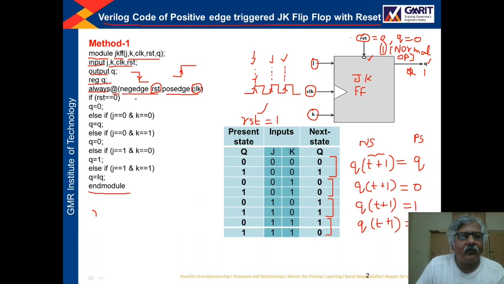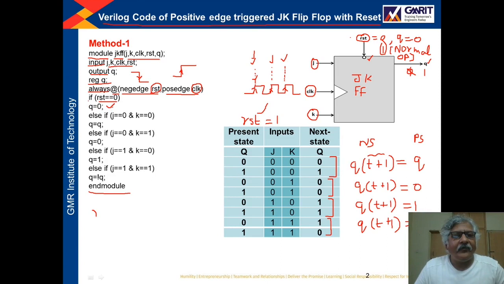First we will see the code. Inside the always block, we are using an if else statement, and the first condition we are testing is RST equal to 0. If RST is equal to 0, then this statement will be executed. 0 will be assigned to Q, because we know that if the RST, that is the reset input, is 0, then the flip-flop will be reset. So 0 will be assigned to Q.